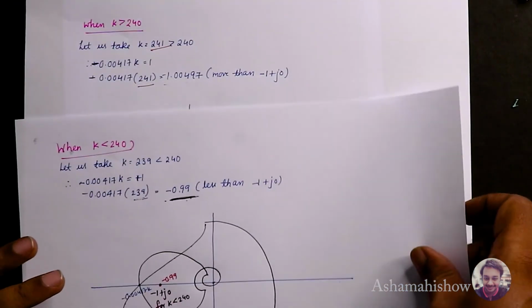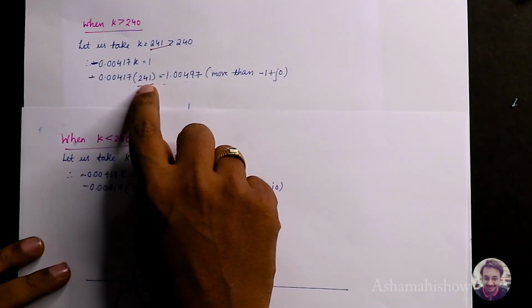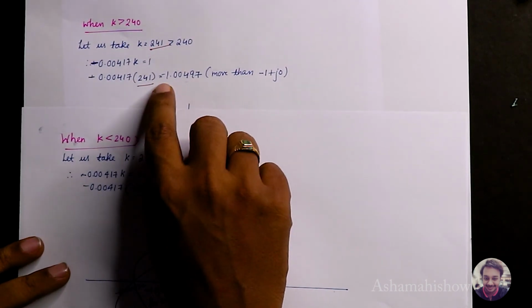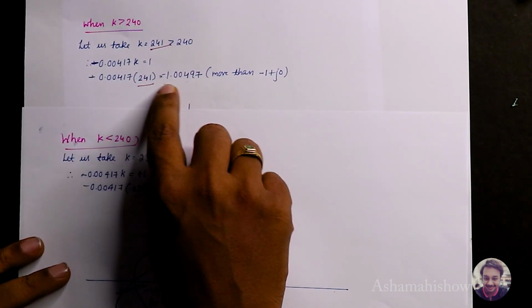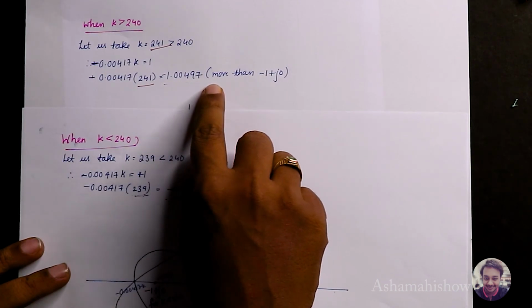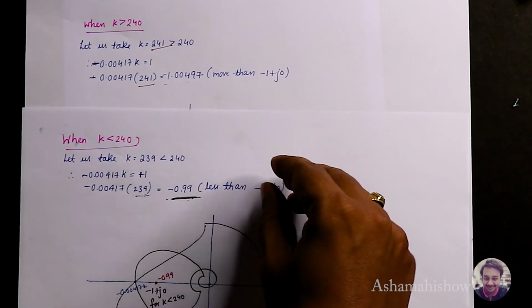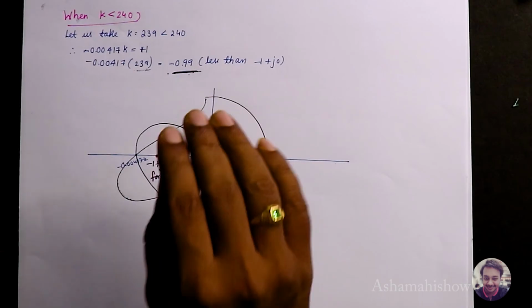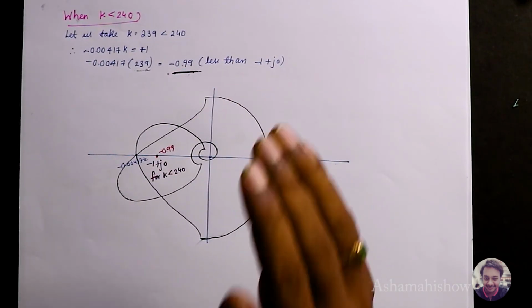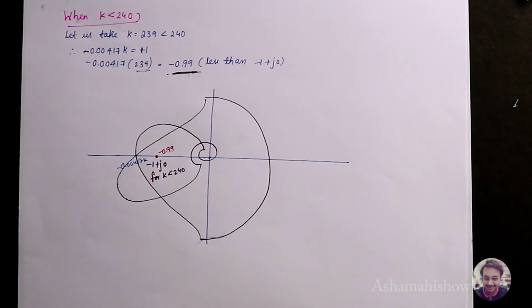Okay, whereas if we keep k greater than 240, if I take 241, this is crossing the unit circle 1, so it becomes minus 1.00497. Okay, so from this we can say that only when the range of k is less than 240, your plot is stable, your plot is under the unit circle.